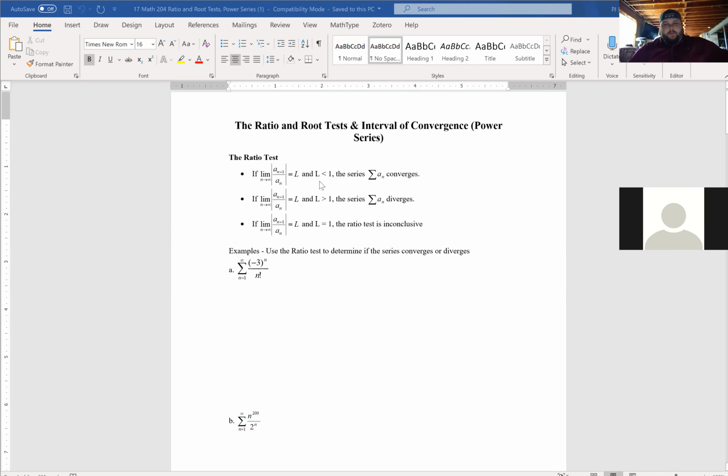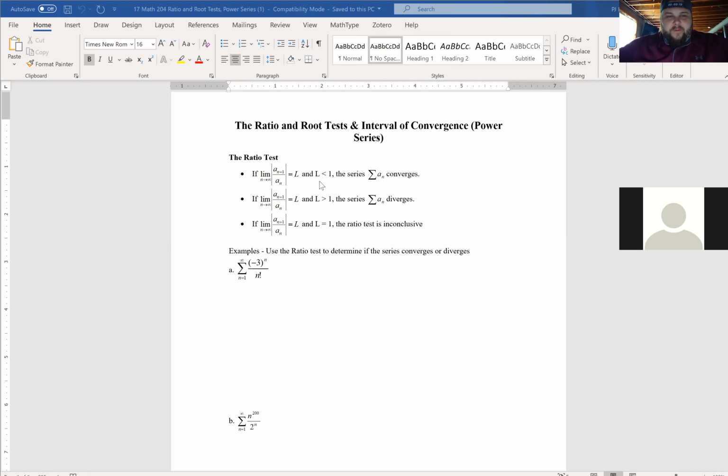All right, so as a quick recap, we have gone through a ton of different tests. The last ones that we just got done doing were the comparison and limit comparison tests. And the ratio and root tests kind of look like those, right? We did the limit of a sub n over b sub n for the comparison tests.